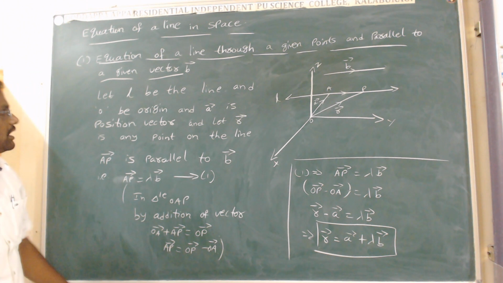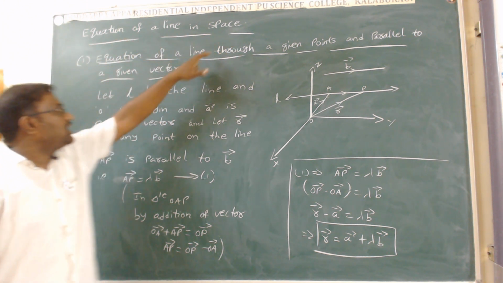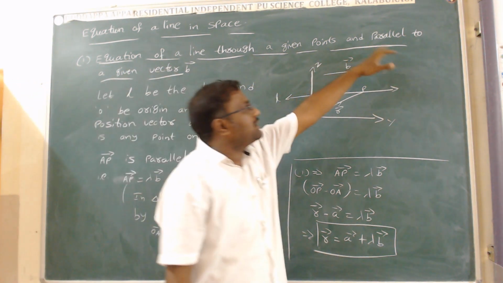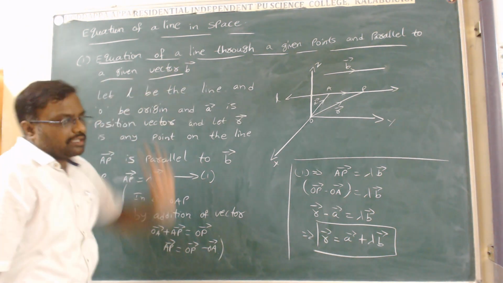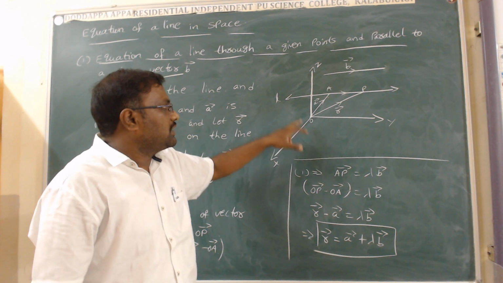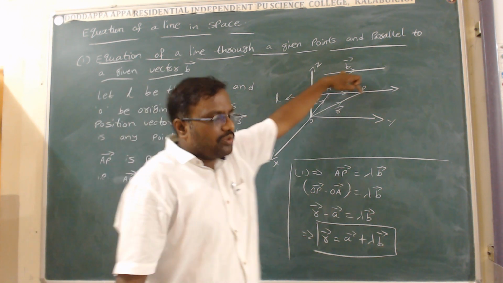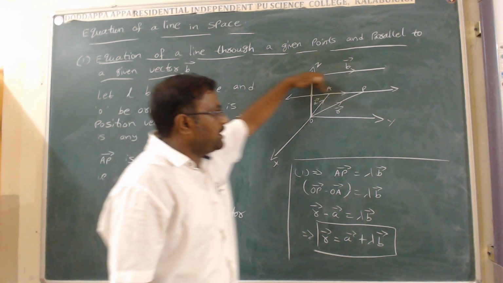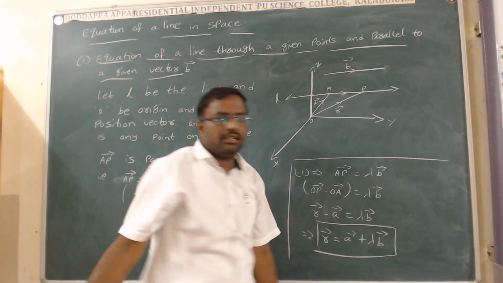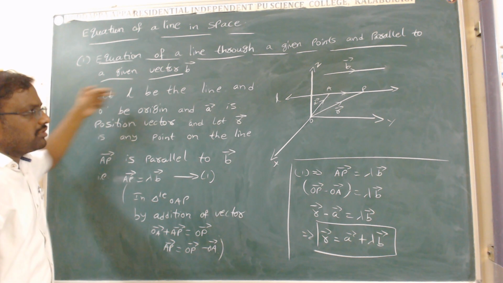Once again I will repeat. Here, for the equation of a line in space, there are two types. The first one is the equation of a line through a given point and parallel to a given vector B. In that, first you have to consider a three-dimensional diagram. Take OA as a position vector and OP as a position vector, and take line L as the AP vector, and it is parallel to vector B. Now you have to draw the diagram.